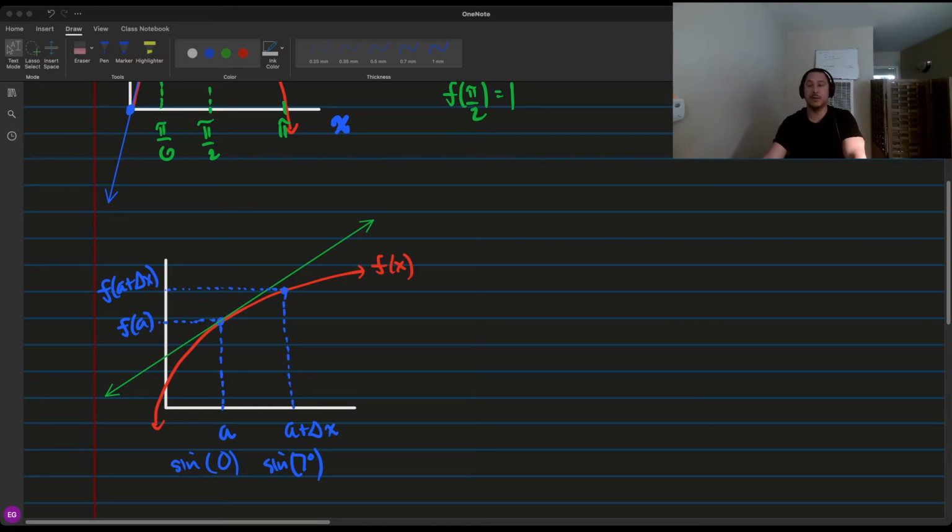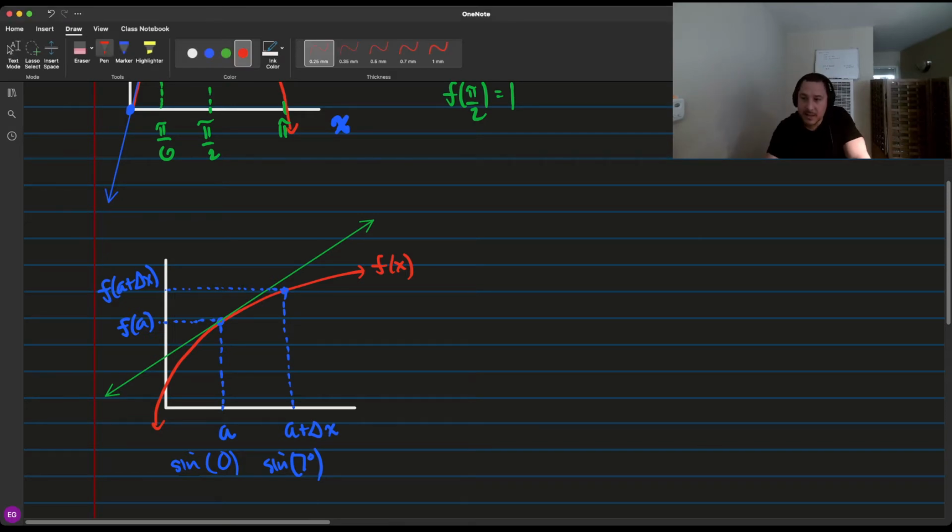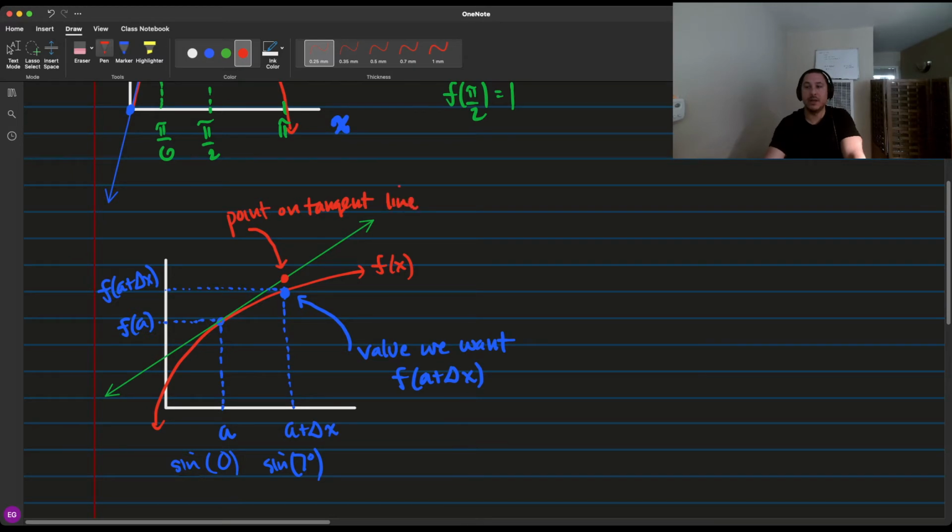Okay, that's what we're going to use the tangent line for. Because if you look at the tangent line, do you see this little red dot on the tangent line? Do you see how it's pretty close to this blue dot that we want right here? So this blue dot is the value that we want. We want to know what f of a plus delta x is. And what we're going to do is find this point on the tangent line, and use that point on the tangent line to approximate the value that we want.